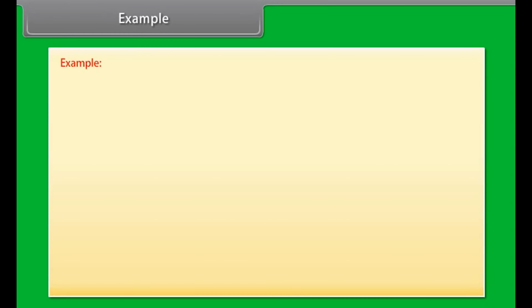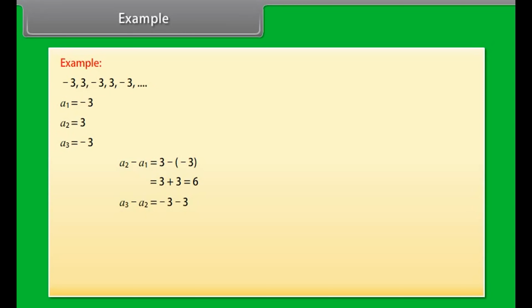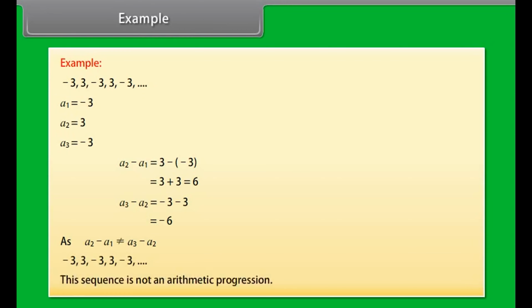Example. Let us now solve some examples. Observe this sequence. We will find out whether these numbers form an AP or not. Here a1 is -3, a2 is 3, a3 is -3, and so on. Now let's find a2 minus a1, which is equal to 3 minus -3, which is equal to 3 plus 3, which is 6. Also, a3 minus a2 is equal to -3 minus 3, which is -6. As a2 minus a1 is not equal to a3 minus a2, the given sequence is not an arithmetic progression.